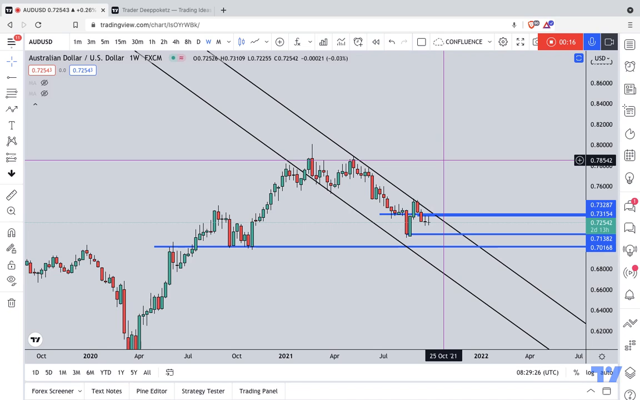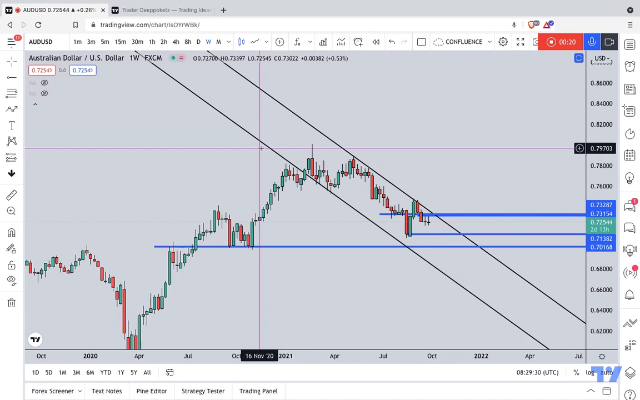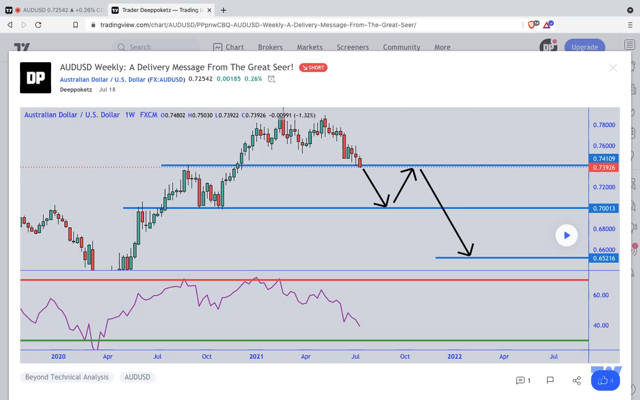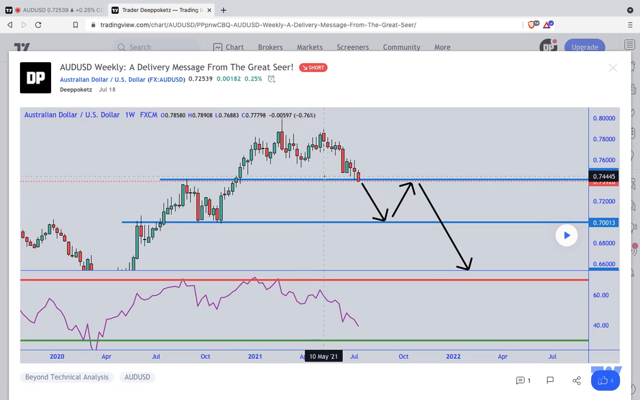So what do we have here? We are right now on the weekly chart, and if I may just go back to one of my ideas way back, I think back in July, I posted something like this. This is what I posted in July, that we are on the path to have something like this. And I was expecting Aussie dollar to form a head and shoulder.